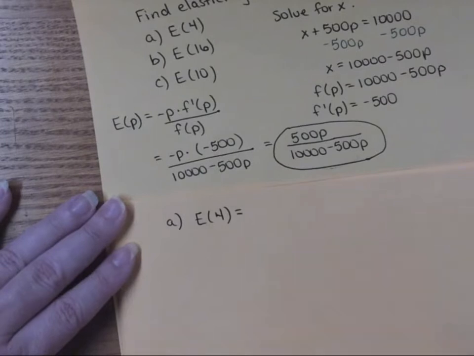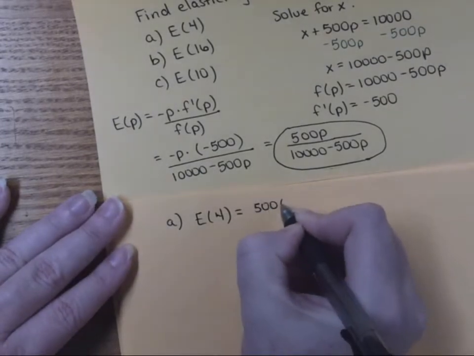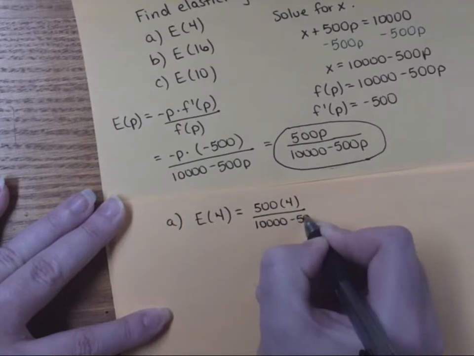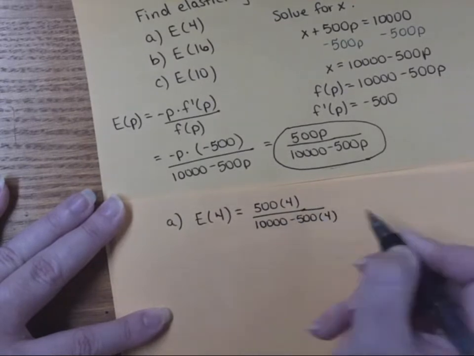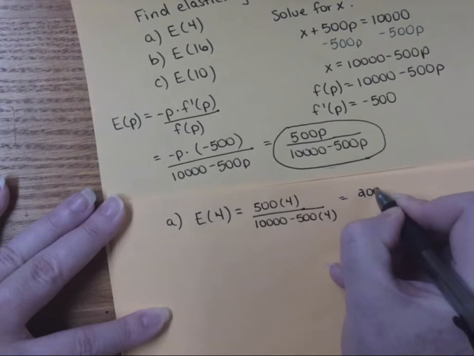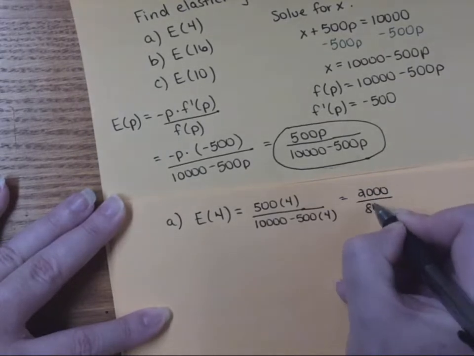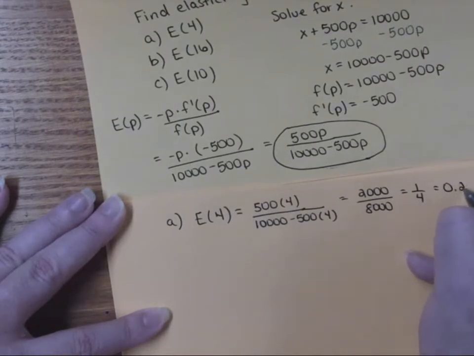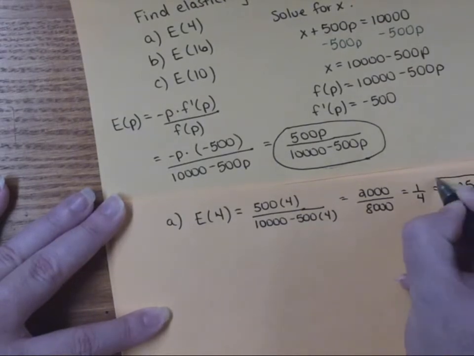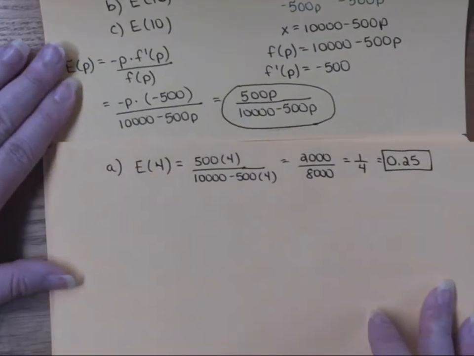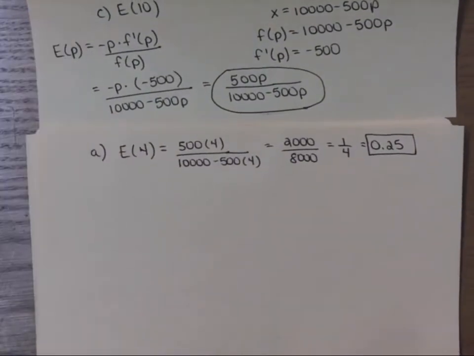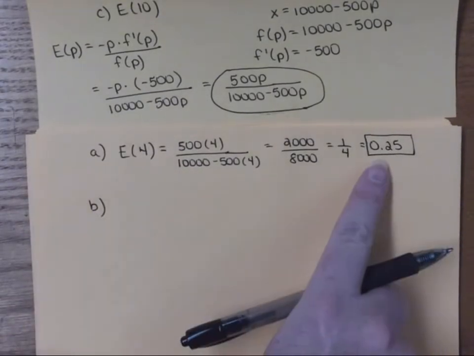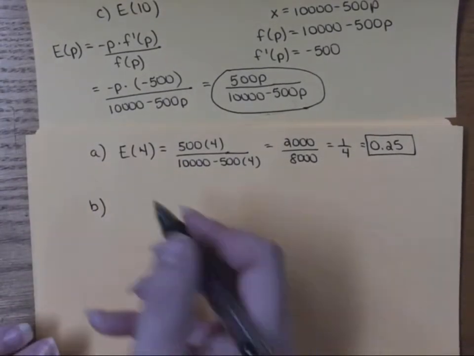So let's find E of 4. We're going to get 500 times 4 over 10,000 minus 500 times 4. If you work this out, you're going to get 2,000 over 8,000, or 1/4. Typically you'll write this as a decimal, so that would be 0.25. Notice I don't use the approximate symbol because 1/4 actually is 0.25. So when the price is $4, the elasticity of demand is 0.25.